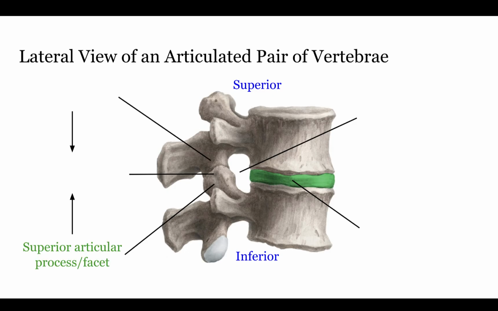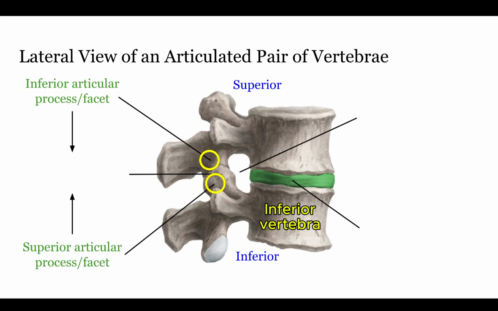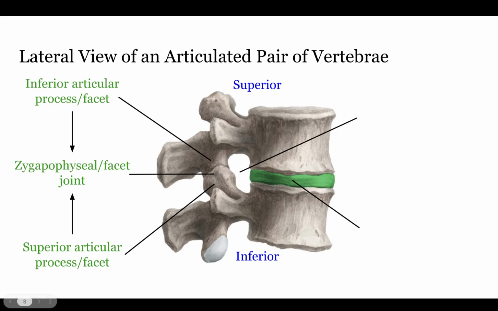Now here's a lateral view of an articulated pair of vertebrae. There is the superior articular process. There is the inferior articular process. Not to be confused, because the superior articular process actually belongs to the inferior vertebra in this case, and the inferior articular process belongs to the superior vertebra in this image. These two facets join to form the zygapophyseal joint or the facet joint. When the vertebrae are articulated, we see a structure called the intervertebral foramen become formed.